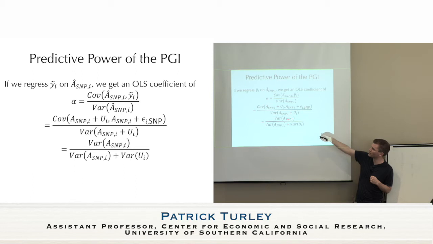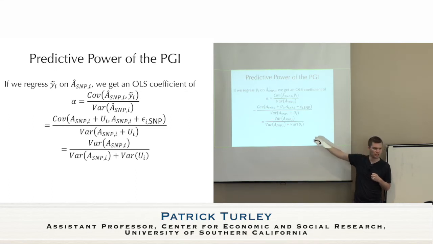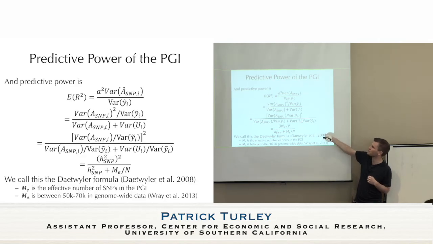What we're left with in the top is the variance of a SNP. Then, because u is uncorrelated with a SNP, we can write the sum of the variances as the variance of the sum. And so this is the coefficient. If we were to do this regression, I'm going to skip through the math here because you can look at that yourself.